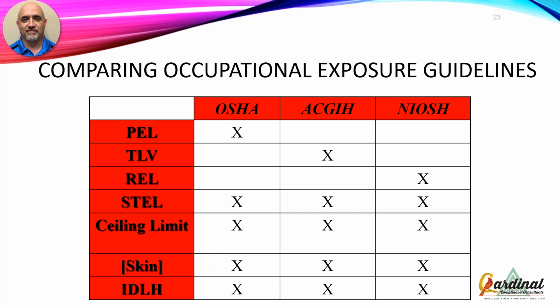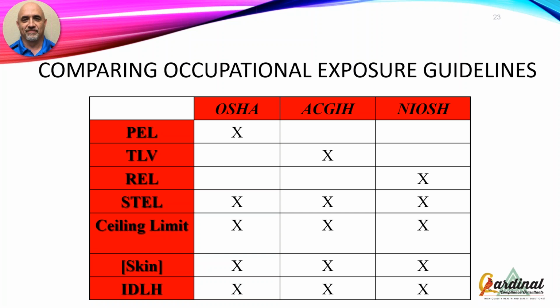ACGIH does research on a regular basis. That is a recommended level. Okay, that is an industry recommendation based on literature, based on research, what they think the best permissible or the best limit is, okay?